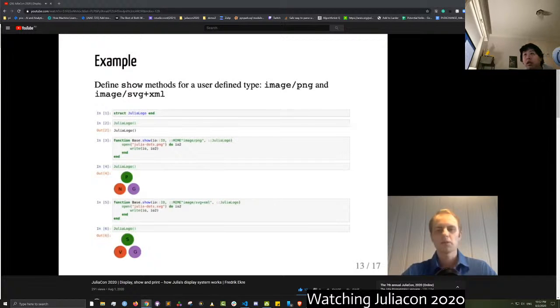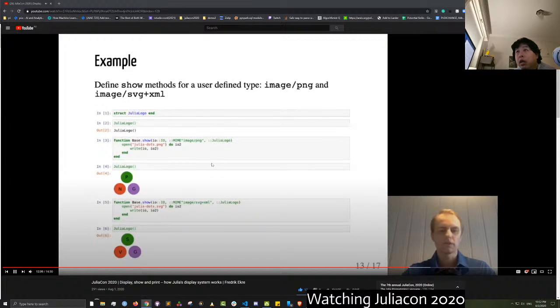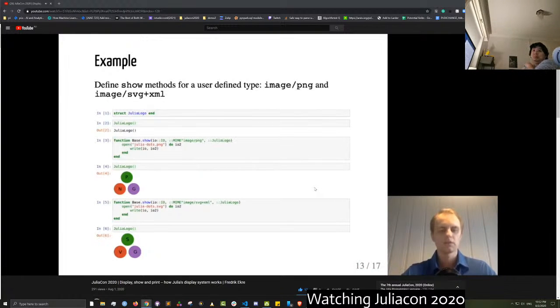And we can do the same with SVG output. So I also have an SVG version of this image. So I just open this file and write all of the bytes to the I/O. And now we can see that we instead see the SVG output.